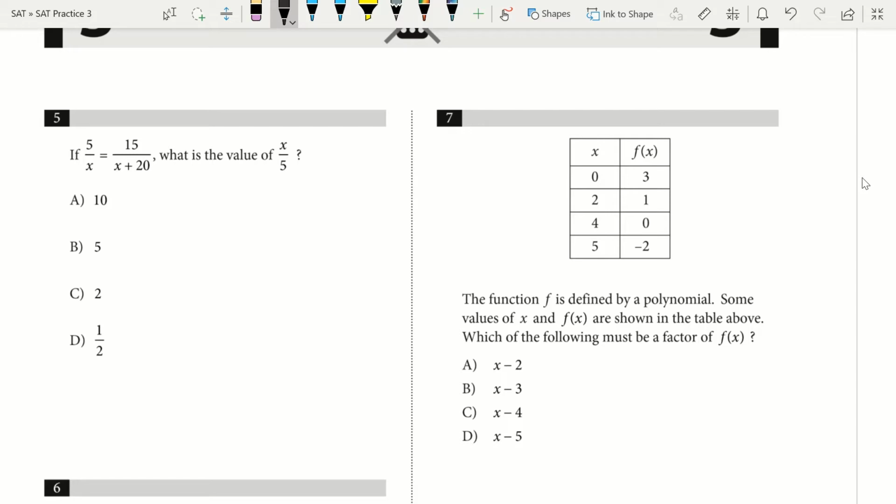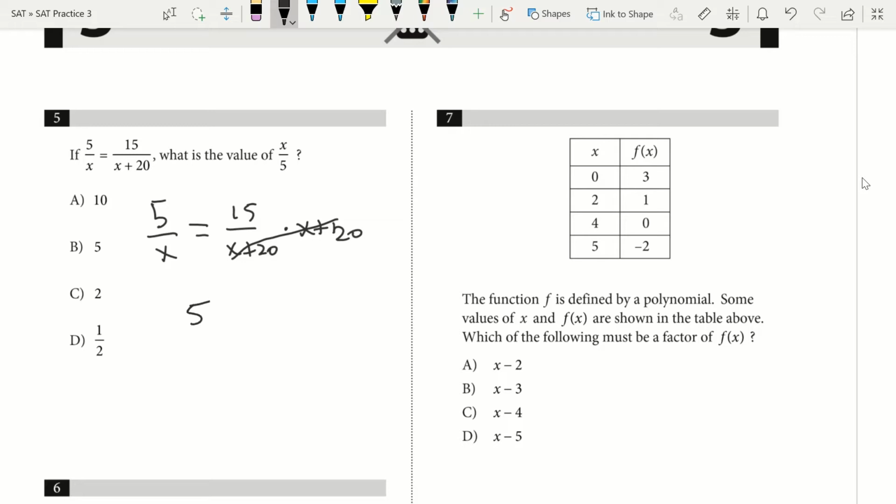Question 5. If 5 divided by x equals 15 divided by x plus 20, what is the value of x over 5? So the first thing we have to do is solve for x. So we'll go 5 divided by x is equal to 15 divided by x plus 20. So I'm going to go ahead and multiply both sides by x plus 20 because I want to get no denominators. I want to get all my x's equal to each other with no x's in the denominator.